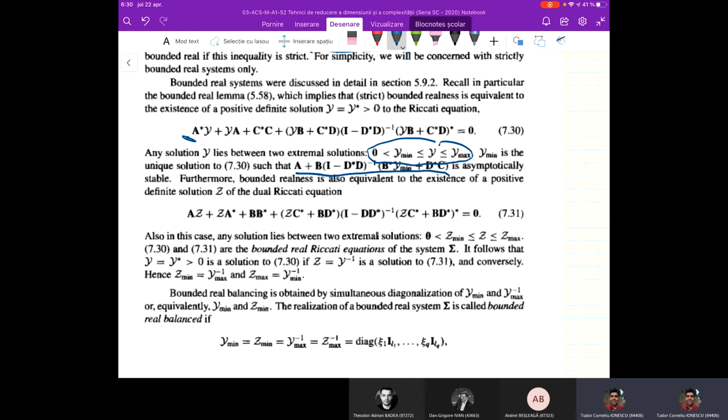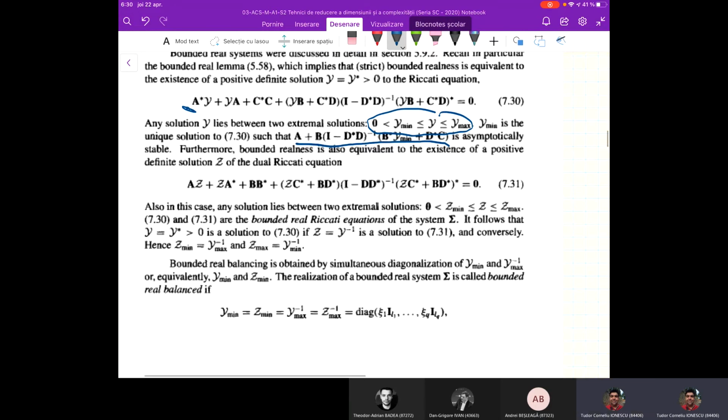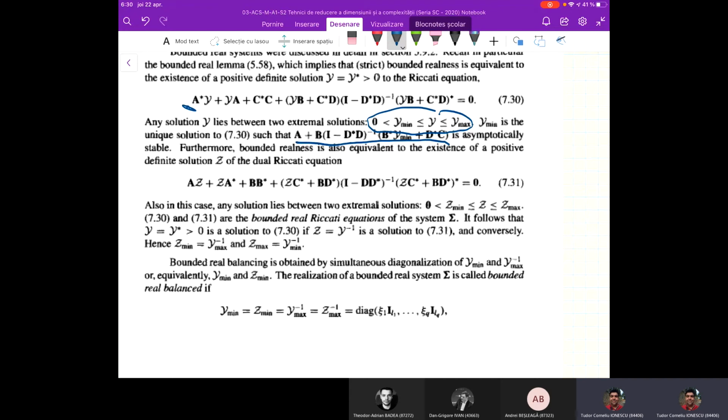Furthermore, bounded realness is also equivalent to the existence of a solution of another Riccati equation. And there is also a range of solutions, Z min up to Z max. And note that 7.30 and 7.31 are dual to one another due to this property. So Y min of 7.30 is the Z max of 7.31. Z min of 7.31 is the Y max of 7.30, and so on and so forth.